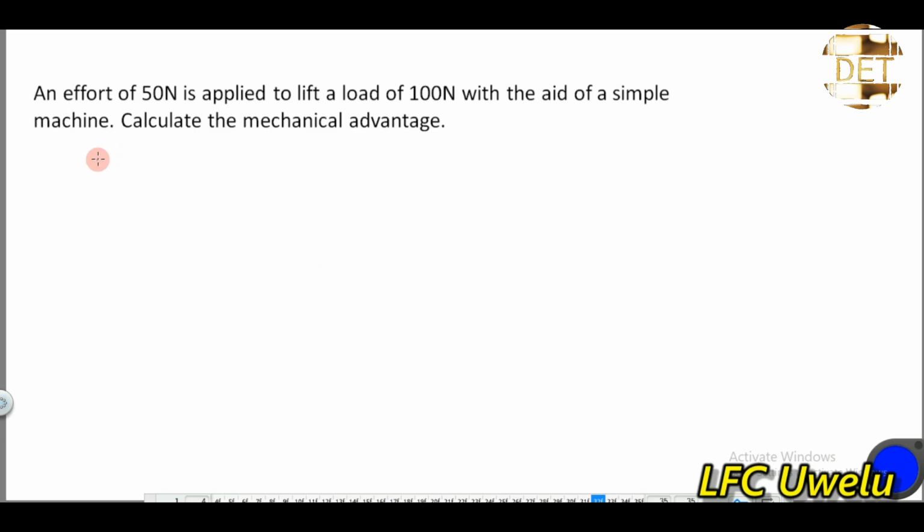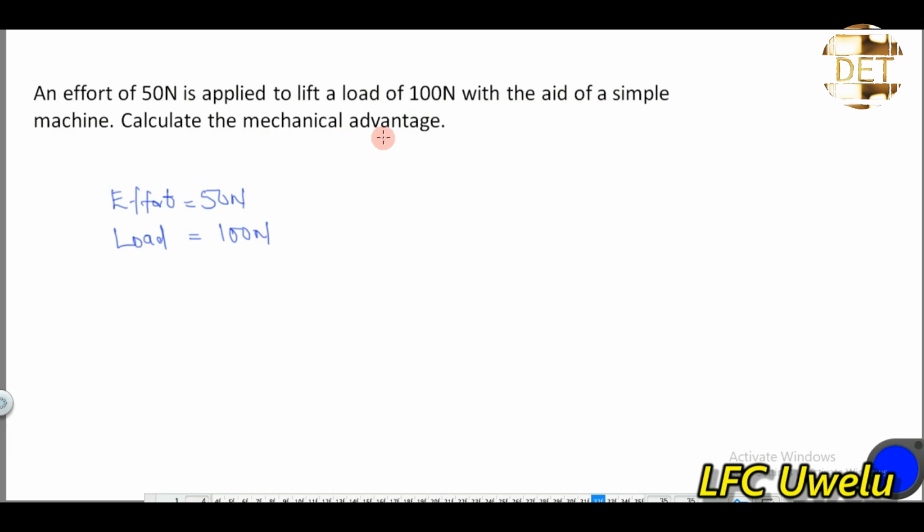So let's look at this question. An effort of 50 Newton. What does that tell you? That the effort is 50 Newton. An effort of 50 Newton is applied to a load of 100 Newton. That tells you that the load is 100 Newton. I read again: an effort of 50 Newton is applied to lift a load of 100 Newton with the aid of a simple machine.